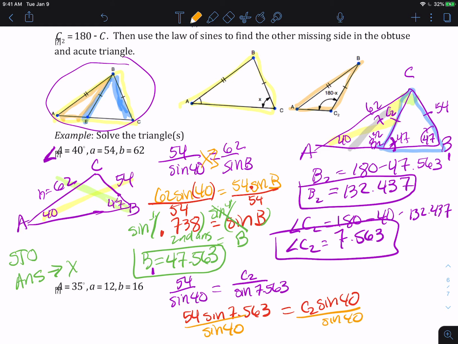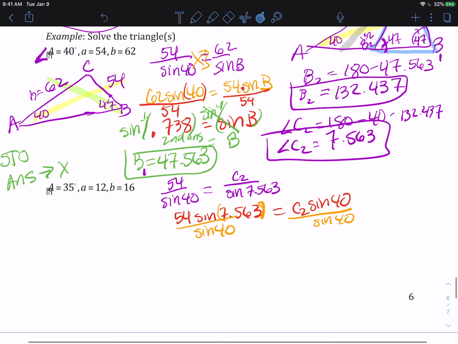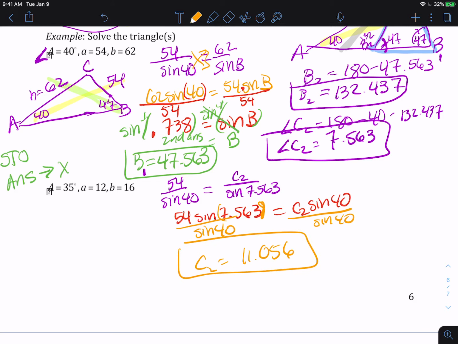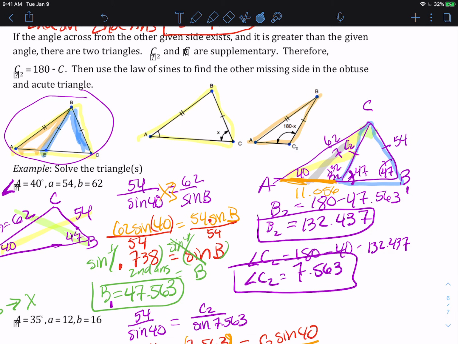So I put that in my calculator, so 54 sine, and then I'm going to use second answer so that I don't get a rounding error. Close your parenthesis after that, and then divided by sine of 40. And that gives us that C2 is 11.056. Okay, so that means this little side right here is, oh, I guess it's that side. Gray was showing the proportion. So this is 11.056.